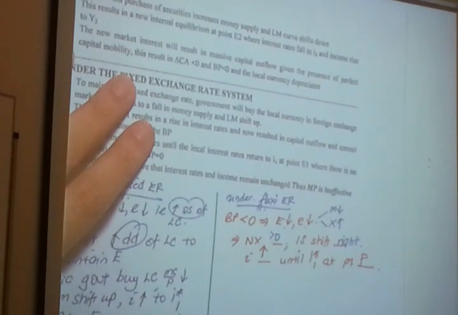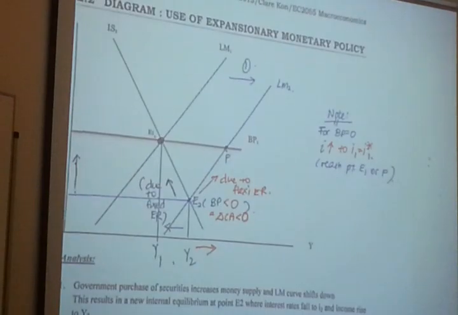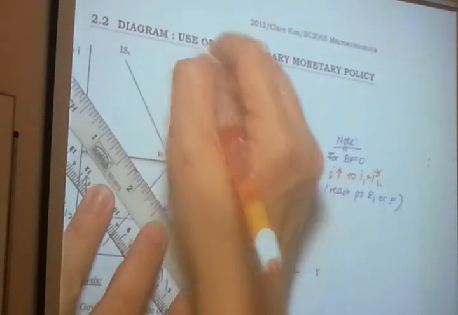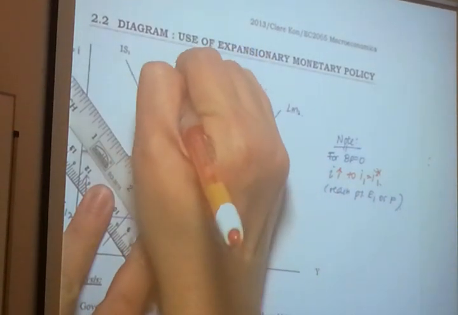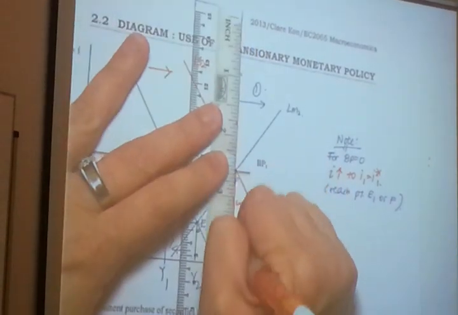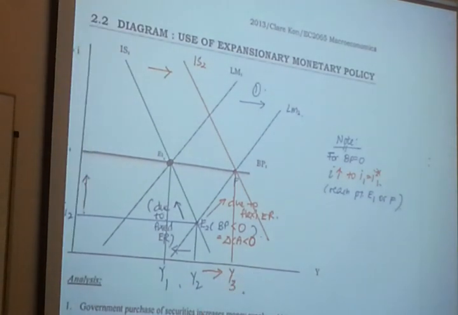That's the final equilibrium. Go to the diagram, draw the line, and put down the income Y1.